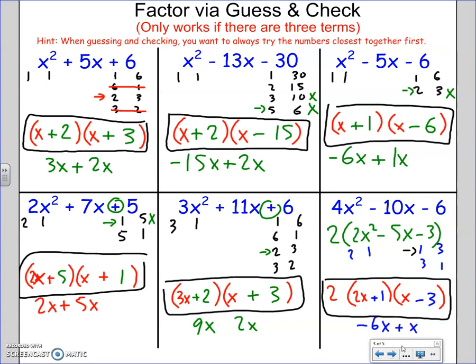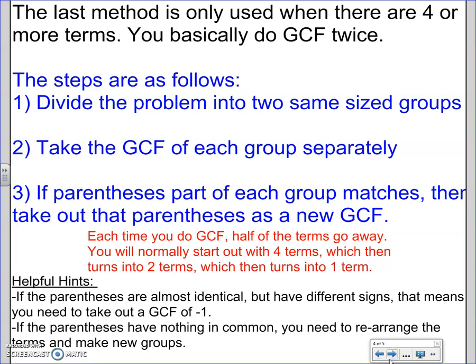Alright, so that's how you do guess and check, but we'll practice a lot in school, in class. The last method is called grouping, and you only do it when there's 4 or more terms. It's basically GCF twice. Here are the steps. You divide the problem into 2 same-sized groups, take the GCF of each group separately. What's left in the parentheses has to match. If they do, that's our new GCF.